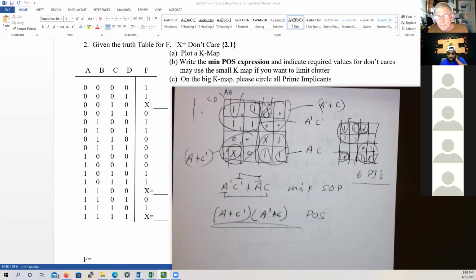Sorry, go ahead. Would an X by itself be considered a prime implicant? Like on an island? Yeah, I mean, it would.